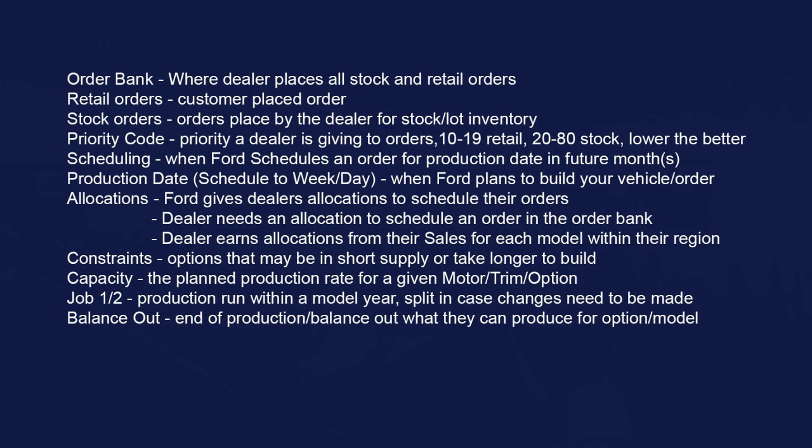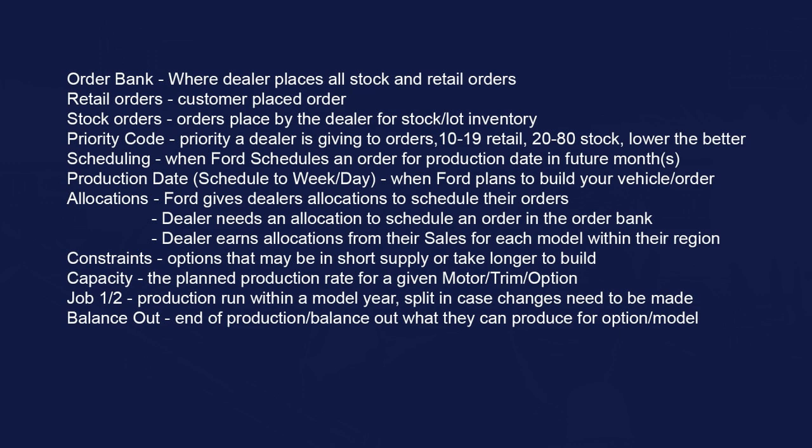So when you place a retail order, it's in there from anywhere from an 03 to 19, whereas stock orders are put in as a 20 to 80. The lower, the better. I know on some of the Mavericks, if you had an order from last year, Ford is making that an 02. And that 02 is going to be a lot better than a 3 or a 10 or even a 19. Scheduling is when Ford schedules an order for production dates in future months, which is what we're going to talk about.